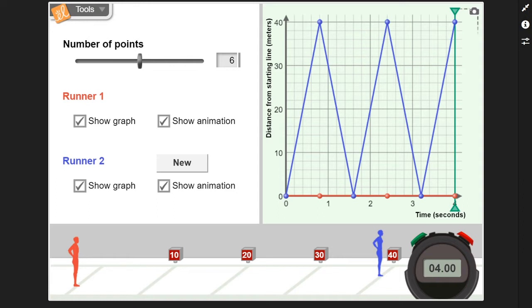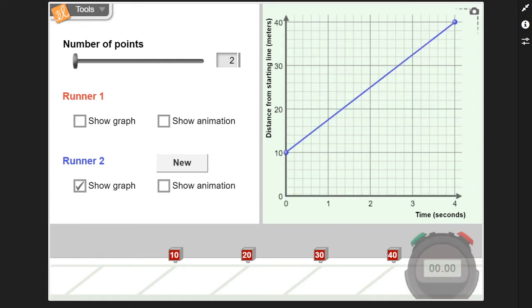Hopefully you were able to predict that she would run back and forth. The first line segment of her graph shows that she ran away from the starting line to a distance of 40 meters away in under 1 second. She's running quite quickly. And then she ran back to the starting line, away again from the starting line 40 meters, back right to the starting line, and then again she finished 40 meters away after 4 seconds.